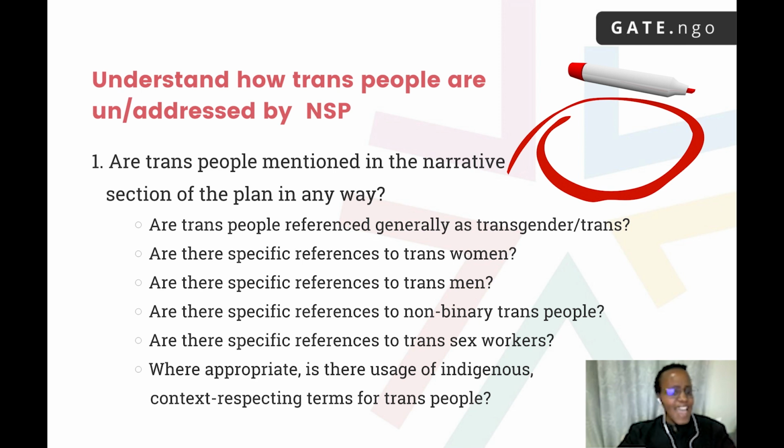We want to look at the language and the definitions, for example, that are used throughout the narrative. Are the words appropriate and non-stigmatizing? Where it makes sense and where it's relevant for your context, is there use of indigenous or local or regional terms that resonate with the trans community in your area?